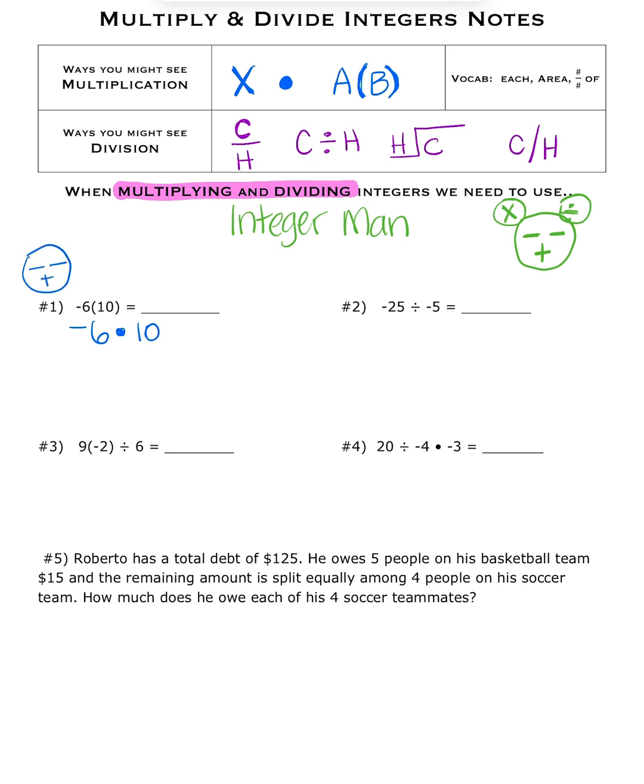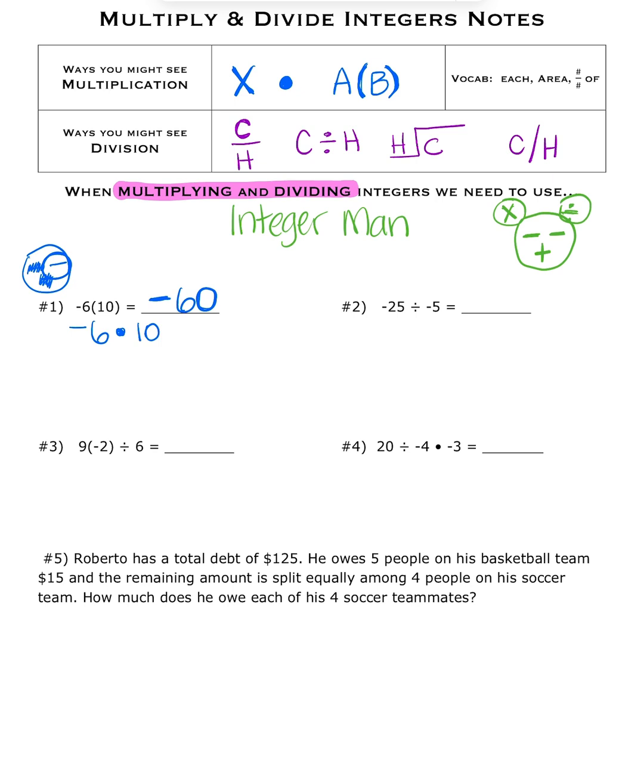Negative signs for eyes, positive sign for a mouth. So my 6 was negative. I'm going to scratch out an eye. 10 is positive. I'm going to scratch out the mouth. And what's left is a negative. So when I multiply, whatever I get, my answer will be negative. All right, and then what is 6 times 10? Well, hopefully you know 6 times 10 is -60. So we got the negative from integer man, and we had 60, 6 times 10.